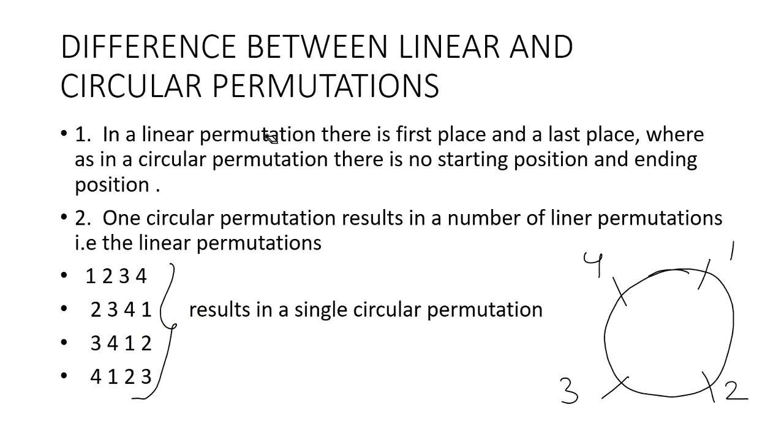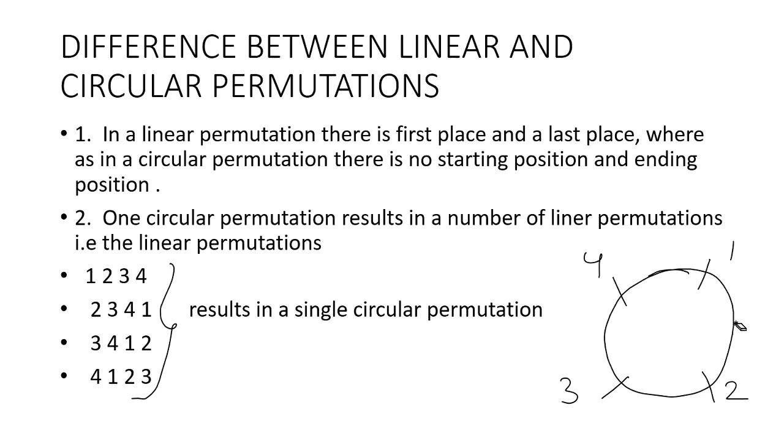Let us look into the differences between linear permutations and circular permutations. In a linear permutation, there is a notion of first element, second element, third element, and so on up to last element. But in a circular permutation, there is no notion of first element, second element, and last element. The second difference is, a few linear permutations result in a single circular permutation. You can see it using this example: 1 2 3 4, 2 3 4 1, 3 4 1 2, 4 1 2 3. All these four linear permutations result in a single circular permutation.